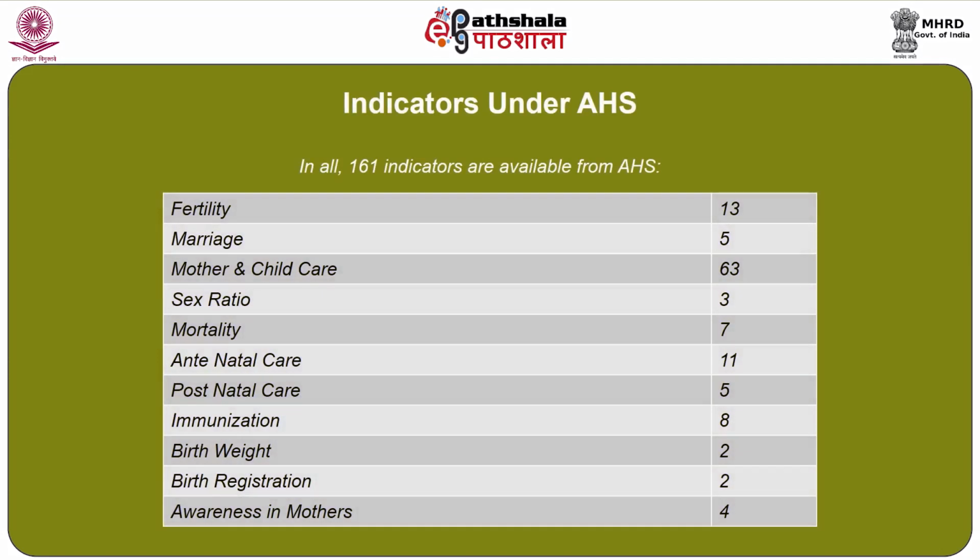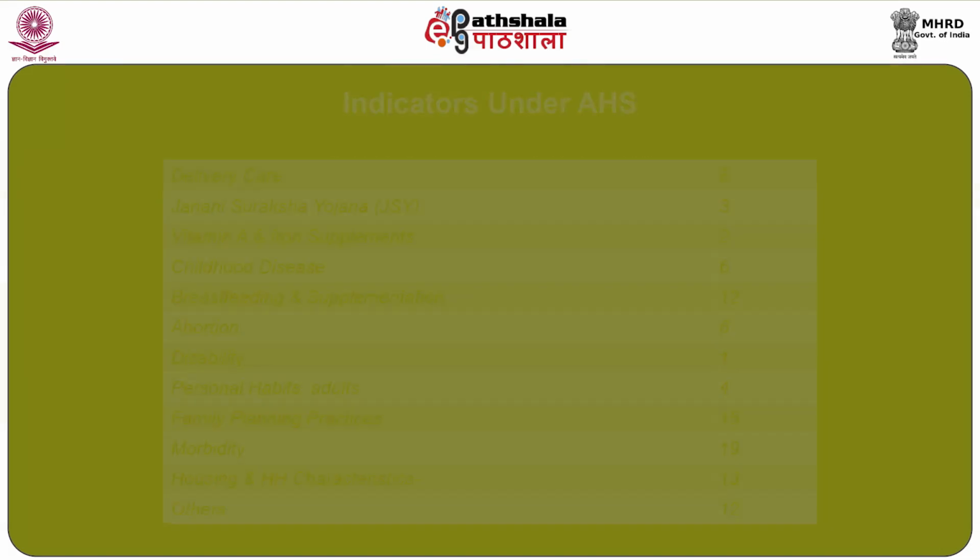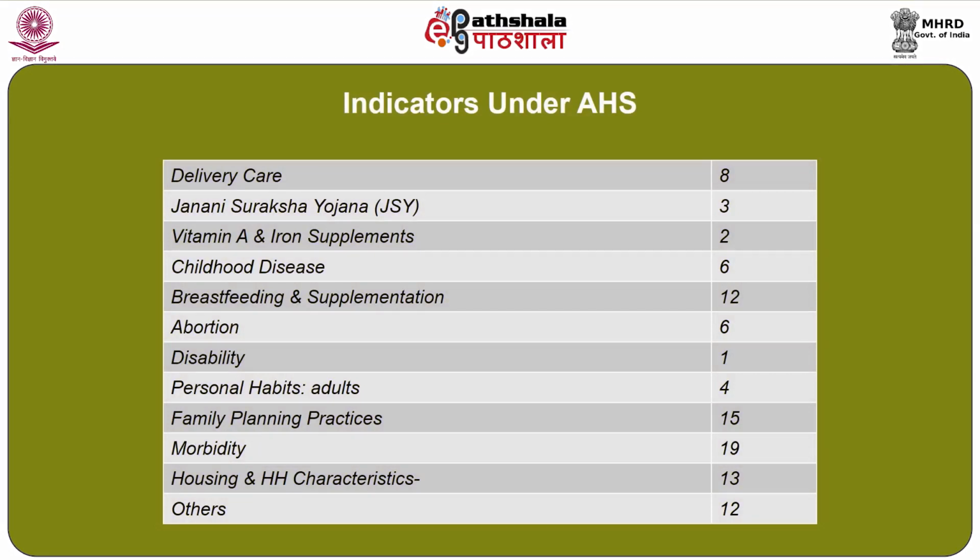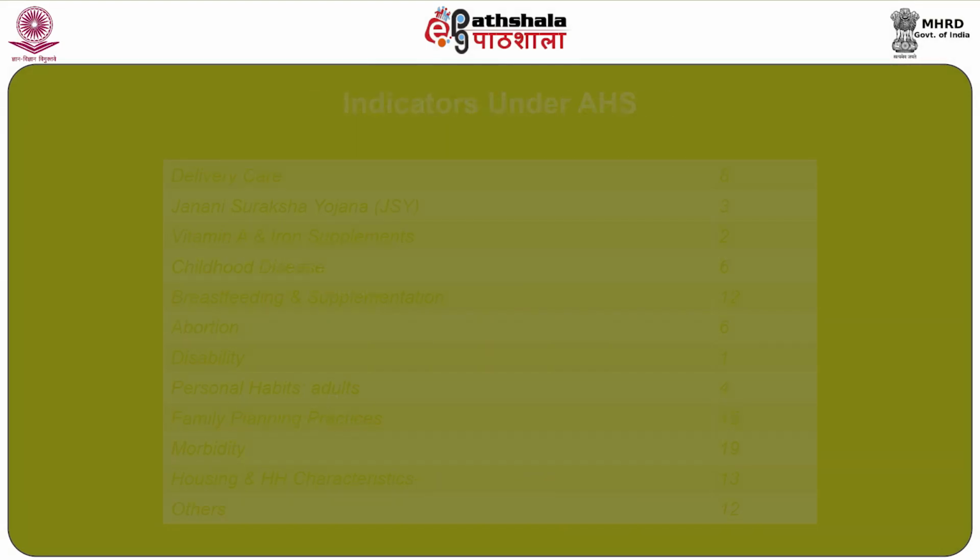The major indicators under annual health surveys are, in all, 161 indicators, which cover fertility with 13 indicators, sex ratio 3, marriage 5, mortality 7, mother and child care 63, antenatal care 11, postnatal care 5, Janani Suraksha Yojana JSY 3, immunization 8, supplements 2, birth weight 2, birth registration 2, supplementation 12, awareness in mothers 4, delivery care 8, Janani Suraksha, vitamin and iron, childhood diseases 6, breastfeeding, abortion and practices which constitute 6 and 15 respectively, disability 1, personal habits of adults 4, household characteristics 13, family planning, morbidity 19, and housing and others which constitute 12, and 5 core themes covered.